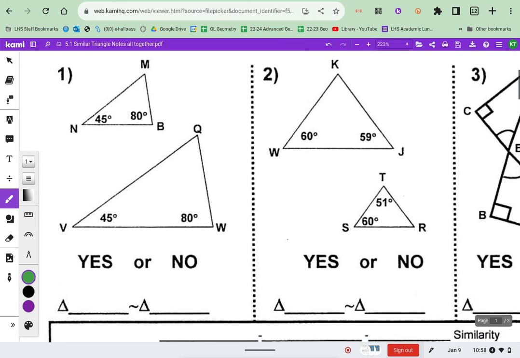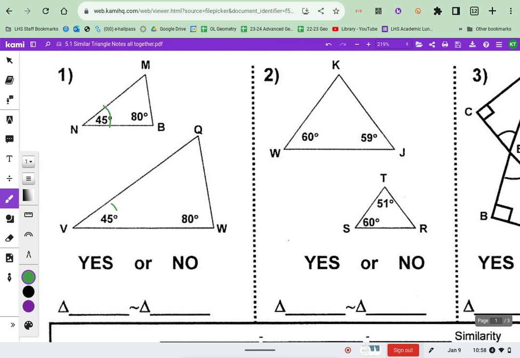All right, so I'll do the first one with you and then let you guys try the other ones. So for this one, we have 2 different sets of congruent angles in our triangles. So that's all we need to say that yes, these 2 triangles are similar by the angle-angle similarity theorem. This little squiggle means similar. So just like we had a congruent symbol, the squiggle means similar. And then we'll just write our similarity statement. We'll say triangle MNB is similar to triangle QVW. And I'll let you guys try 2 and 3 with your group.